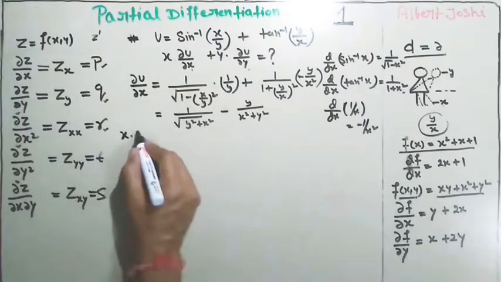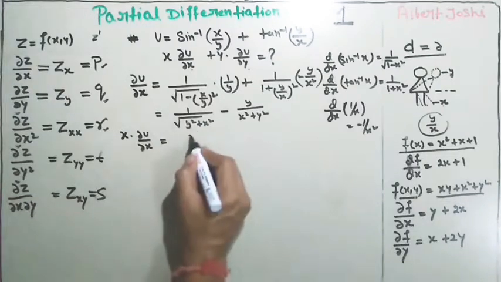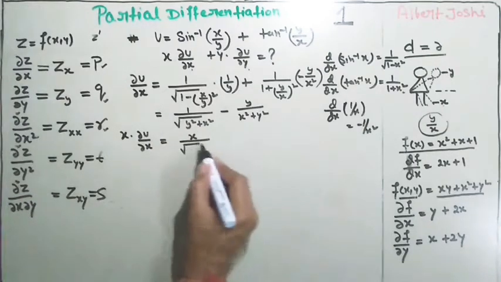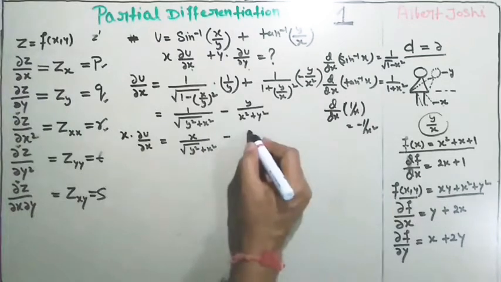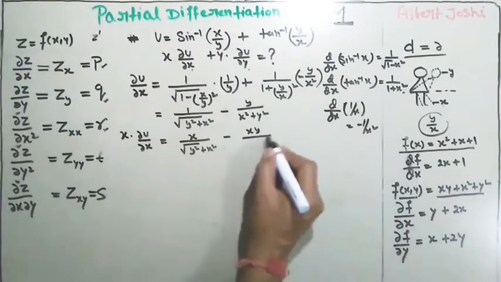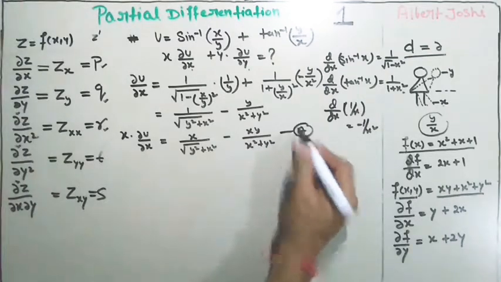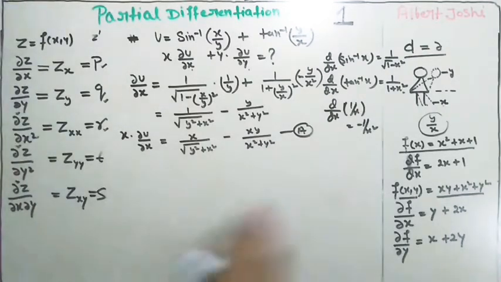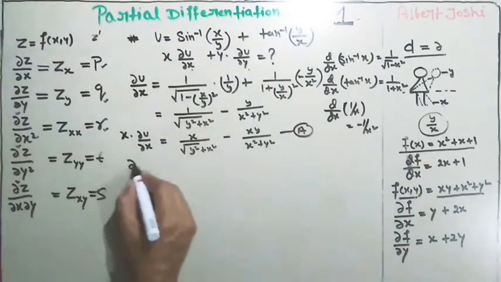So now x into ∂u/∂x is equal to, if you multiply, then x upon under root y square plus x square minus xy upon x square plus y square. This is equation number A. Very simple. So now the second time you have differentiated with respect to y.